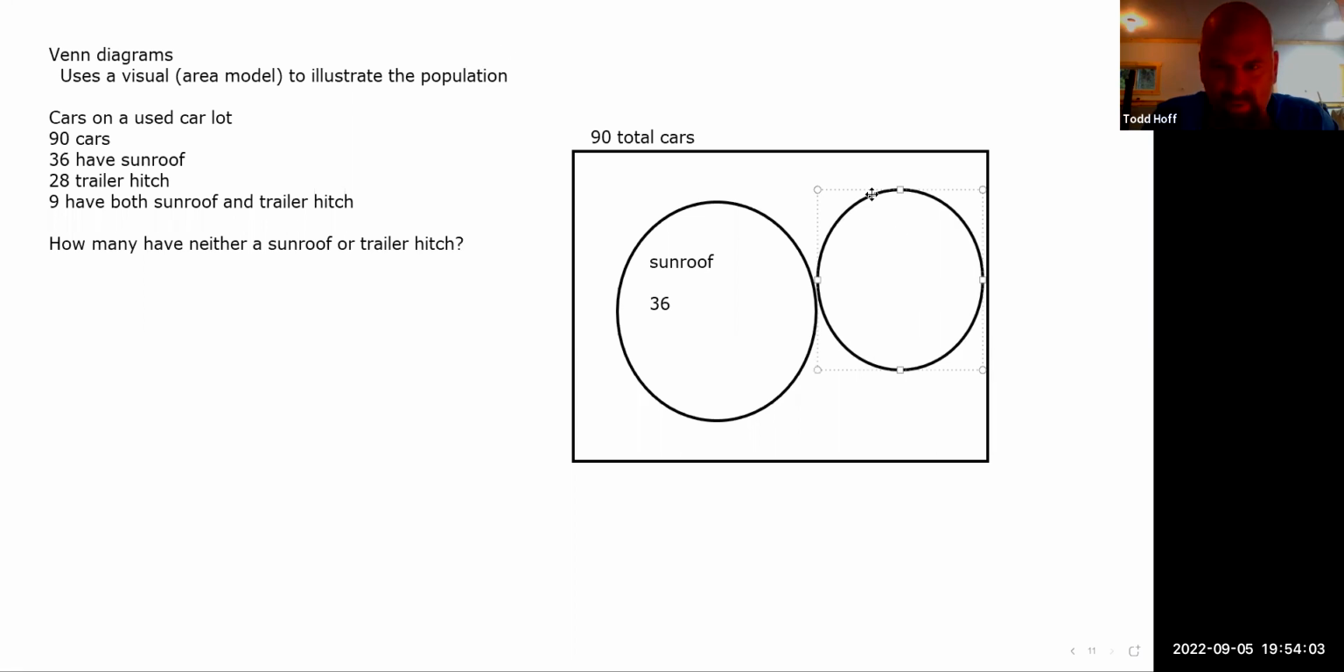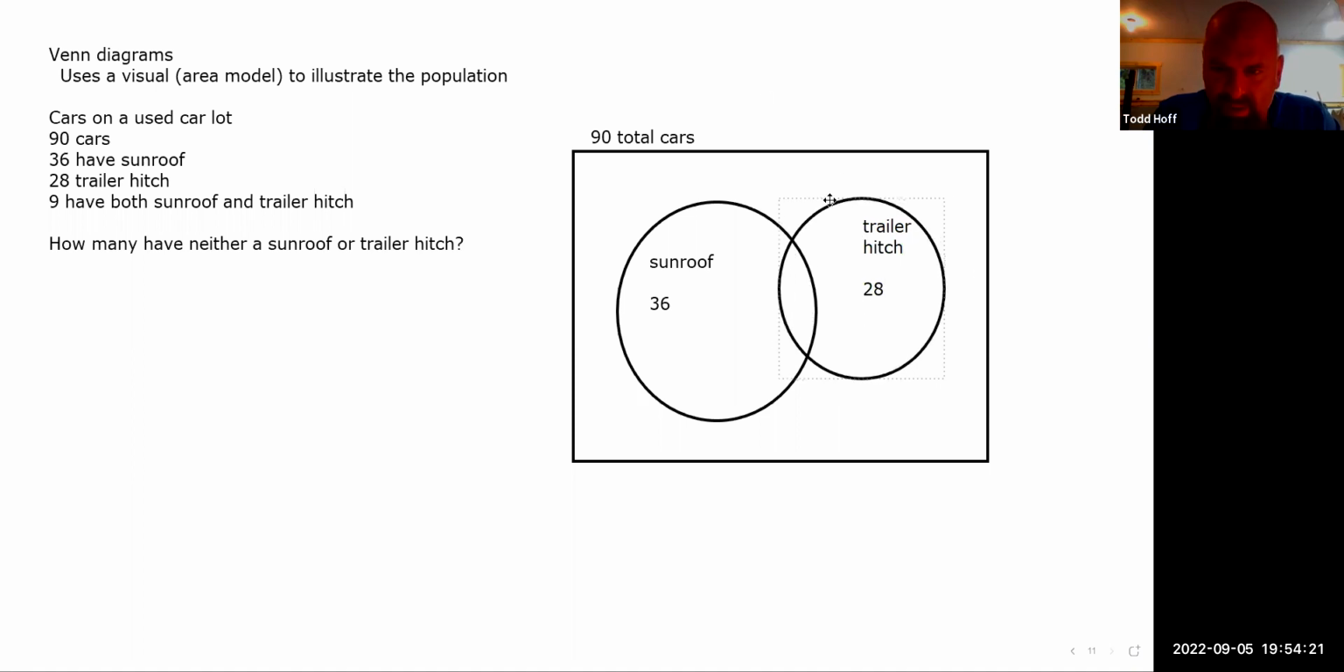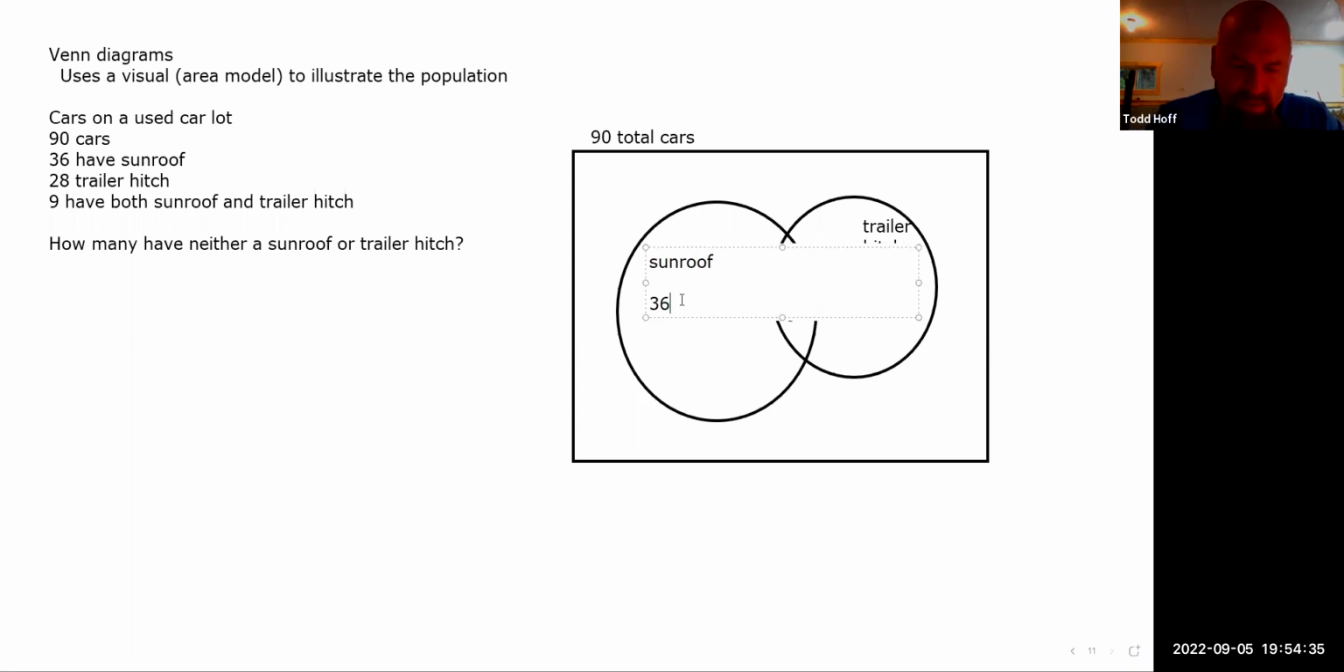But there are some that have both. So we overlap. So let's do this quick. These are my 28 with the trailer hitch. There's 28 of them. But again, there's some that have both. So these circles actually overlap. And there's 9 that have both. So what that means is that 9 does not just materialize out of thin air. We've got to reduce this number by 9. There's only 27 that have a sunroof without a trailer hitch, and another 9 that have a sunroof with a trailer hitch, giving us the total of 36.